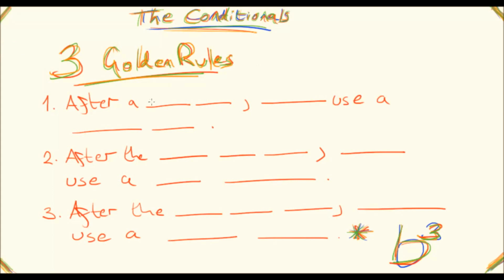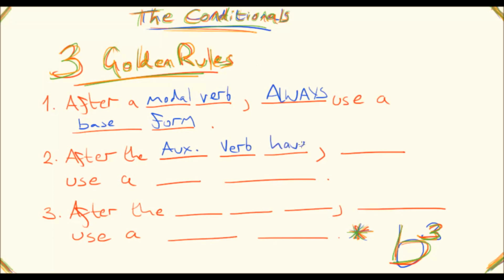After a modal verb, we always use a, what do we use after a modal verb? We use a base form. What about number 2? After the auxiliary verb have, once again, we always use a past participle.